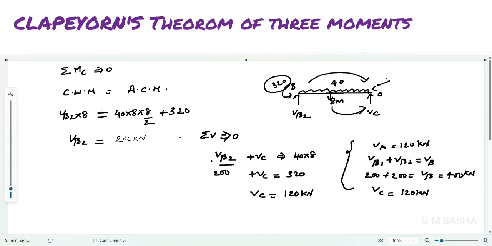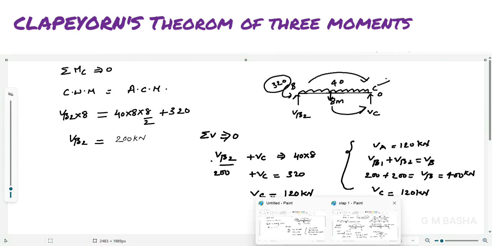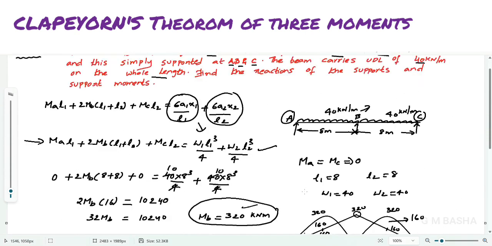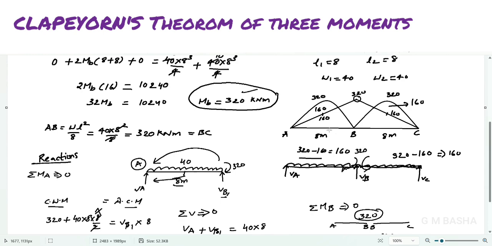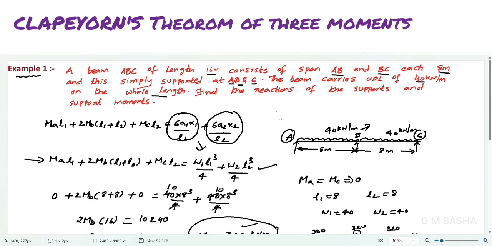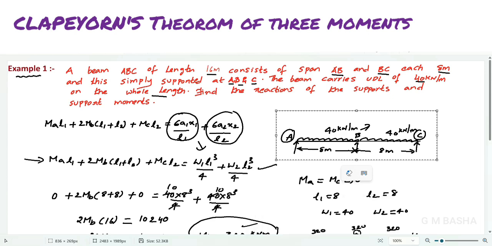But actually our question is restricted to up to here only. So that is how to calculate the support reactions and support moments. Once support moments and support reactions are obtained, I already showed how to draw the bending moment diagram here. Within some 3 to 4 minutes, I will show how to draw the SFD also. Maybe it will be useful for some other problems in the future.